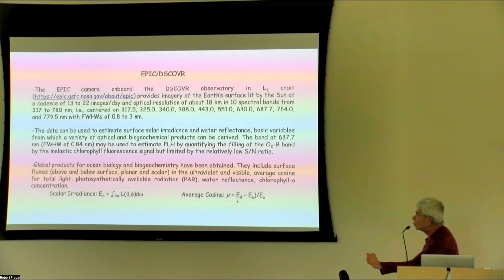So I'm not going to go into any details about how to derive all these products. I just want to show in the next slides some examples of these products and how they compare with the typical MODIS products that we usually use and derive from orbiting ocean color satellites.